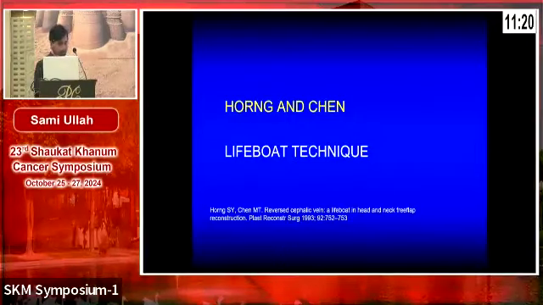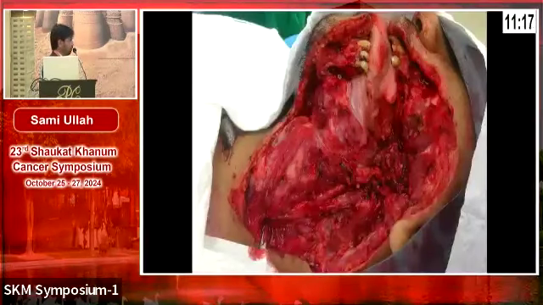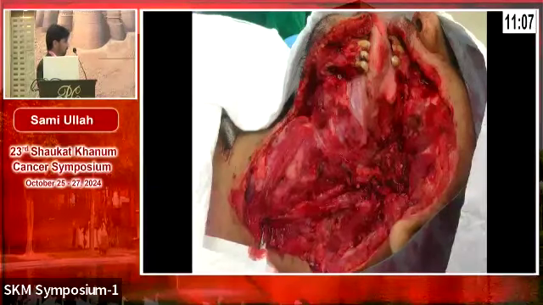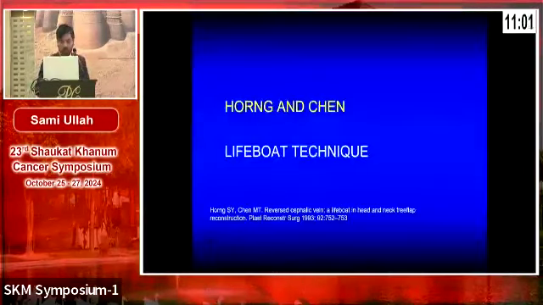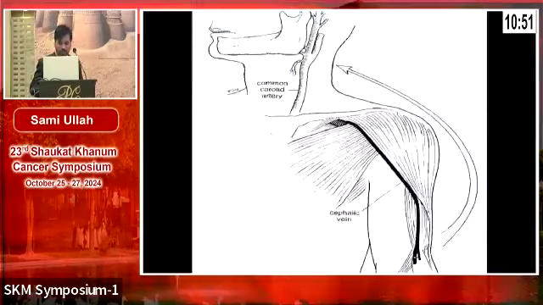If you see, we have the external carotid system available, but literally no veins available to plug our vessels into. The IJV has been clamped and then it was later ligated as well. Horng and Chen in 1993 described what is called a lifeboat technique. What it means is that they use the cephalic vein for the venous drainage of the flap.